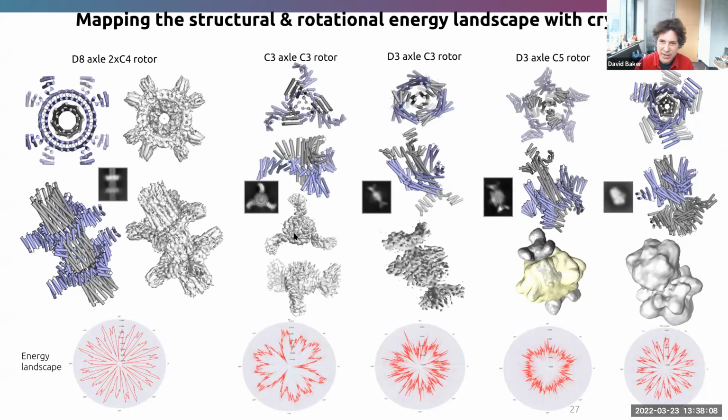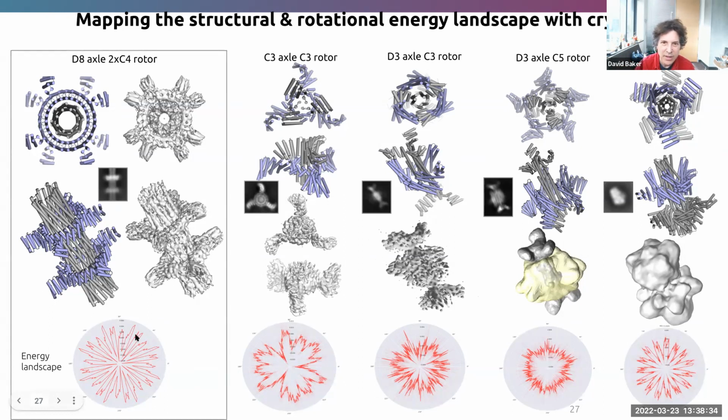When he does this, you can compute the energy landscape with Rosetta by rotating the ring around the axle. In some cases, you get pretty flat energy landscapes. And in those cases, when you look in the cryo-EM, the rotor looks like it's rotationally diffusing around the axle. In other cases, there are deeper minima, like this case, and I'll show you that one in a little bit more detail.